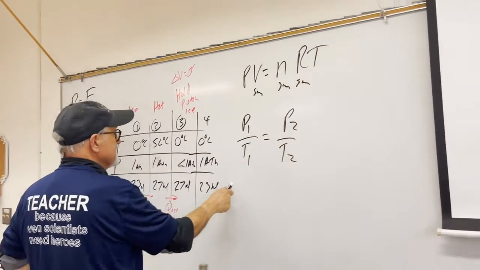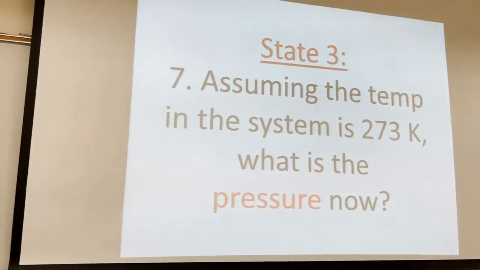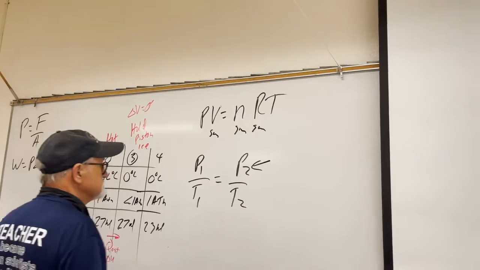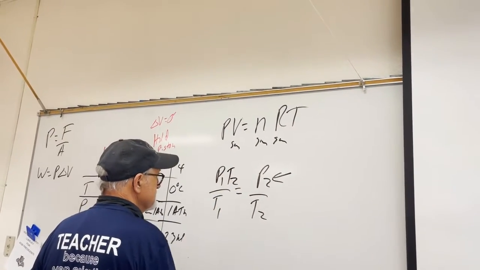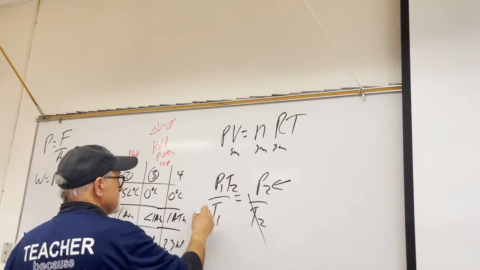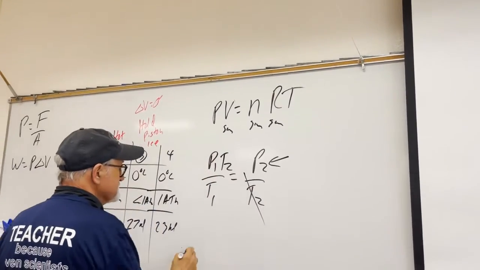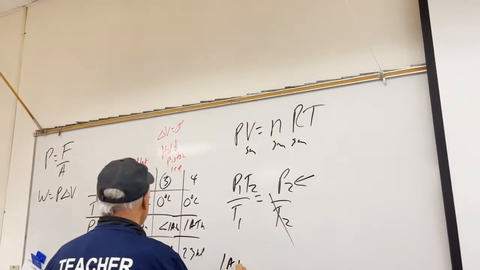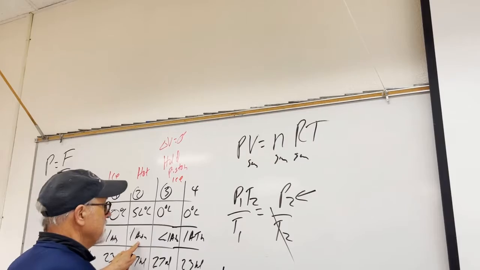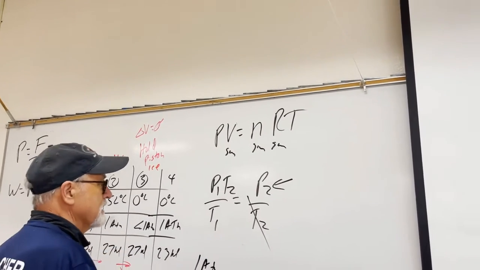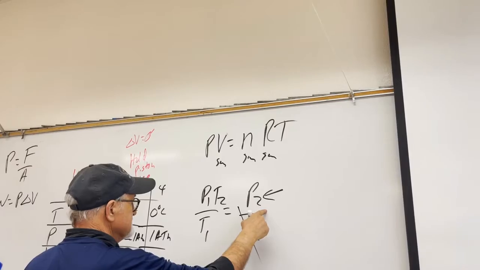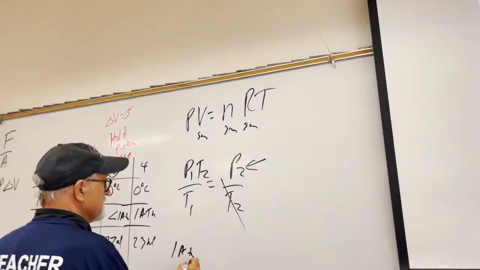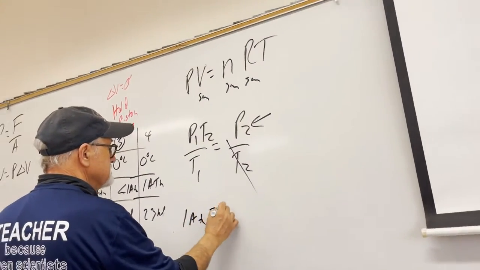So I'm going to say this. Boom. So we want to solve for P2. So that's going to be P1 times the ratio T2 over T1. So it's going to be 1 atmosphere, because that's where we were, times our second temperature. This is 273 kelvins, the second one. And T1 is going to be 273 plus 52, right?